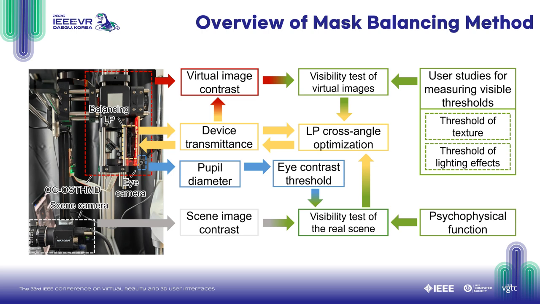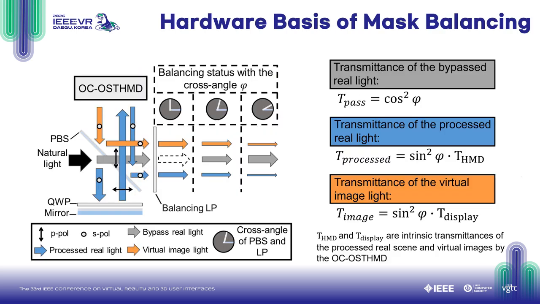The left figure shows a typical structure of OC-OSTHMDs, in which the core component is the polarizing beam splitter. The PBS separates the incoming natural light into s-polarized and p-polarized components. The s-polarized light enters the optical system of OC-OSTHMD and is processed to support mutual occlusion, while the p-polarized light bypasses the optical system after passing through the PBS.